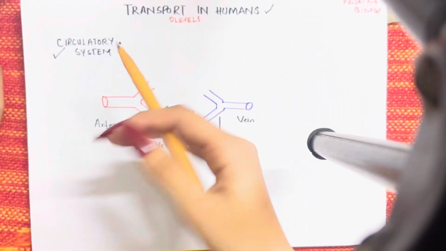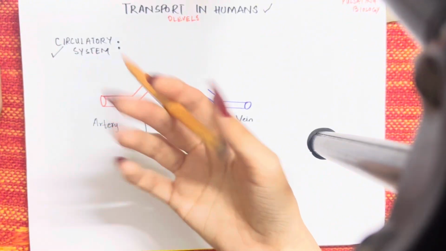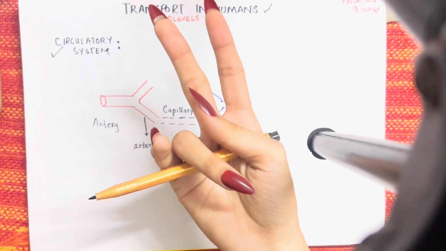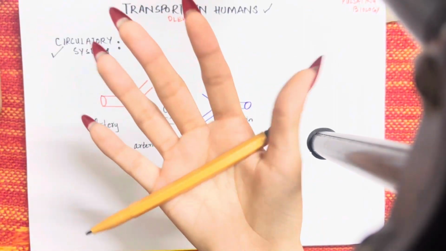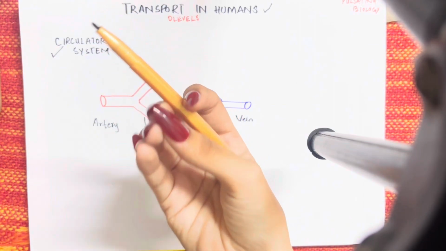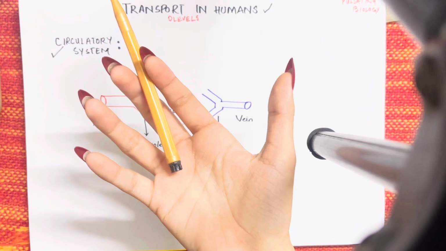This is entirely a closed system, and in a closed system, there are several components present, for example, arteries, veins, arterioles, venules, and the blood capillaries. All of them combine together and make up a closed system that helps us in the blood circulation.